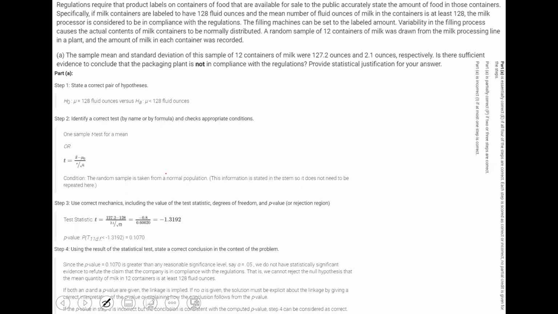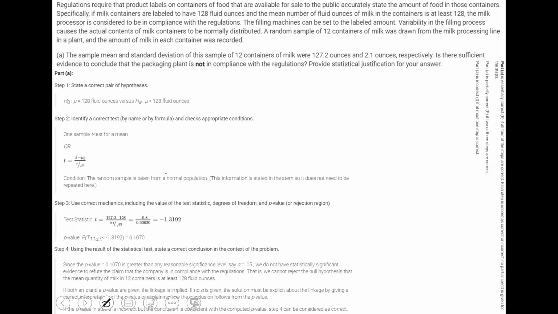Okay, good to know. A random sample of 12 containers of milk was drawn from the milk processing line in the plant, and the amount of milk in each container was recorded. Part A. The sample mean and standard deviation of the sample of 12 containers of milk were 127.2 ounces and 2.1 ounces respectively. Is there sufficient evidence to conclude that the packaging plant is not in compliance with the regulation? So this is basically carrying out the hypothesis test, right? So we have to state the correct hypotheses.